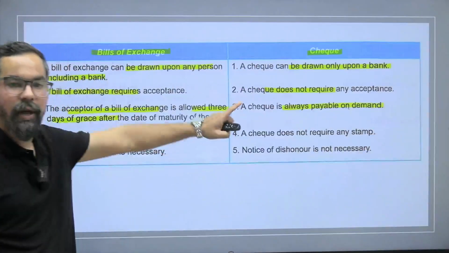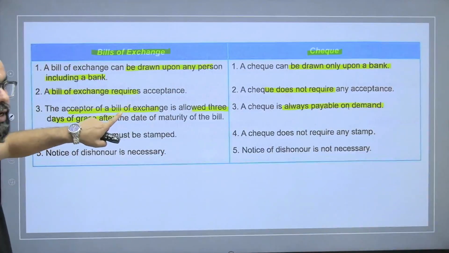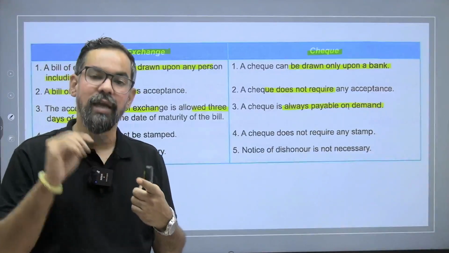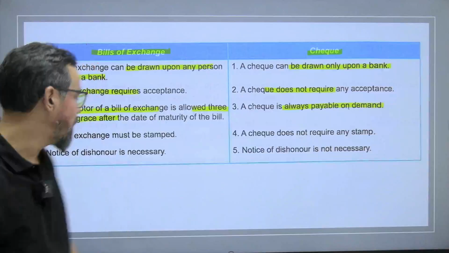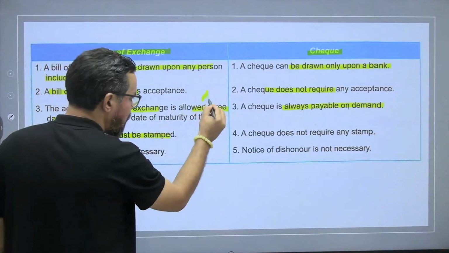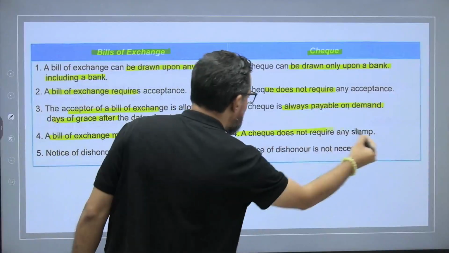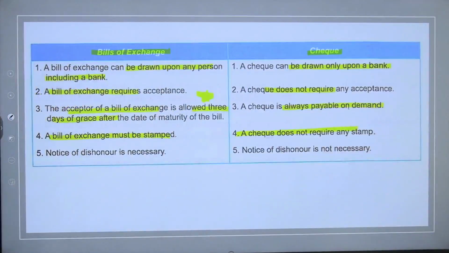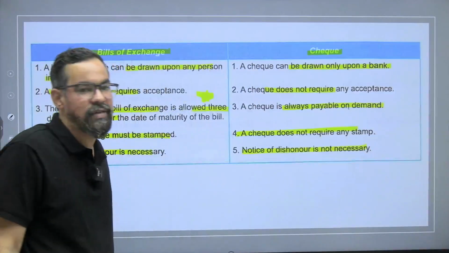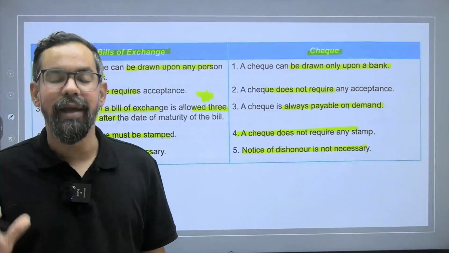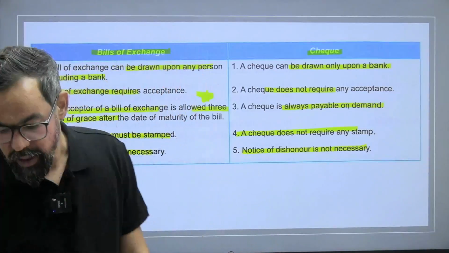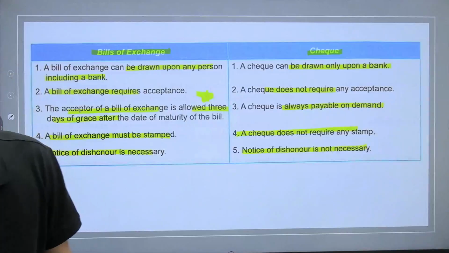Take the exact date, okay. Here we have a 3 days grace period. Let's say the date is 1st of August, so first, second, third, it will be payable on the 4th, right? A bill of exchange must be stamped. This point is important, please do remember this. A check does not require any stamp. Notice of dishonor is necessary for a bill. Here, if a check gets bounced or dishonored, we do not need to route that transaction through the notary and others. All right, so this is related to this particular point.